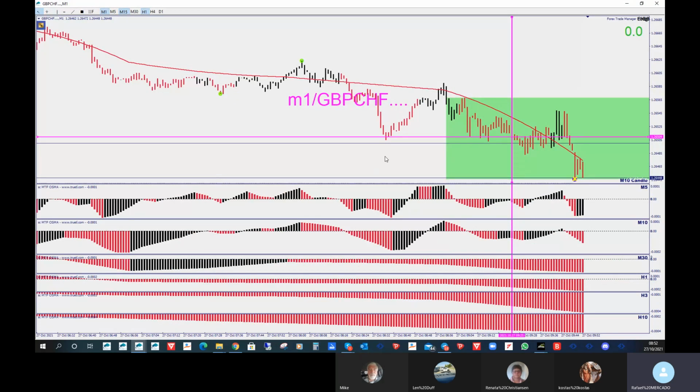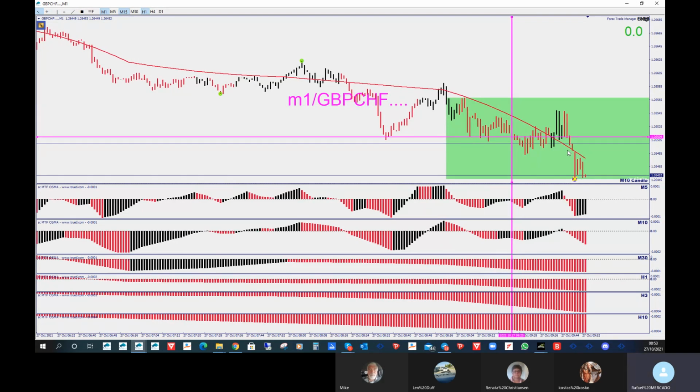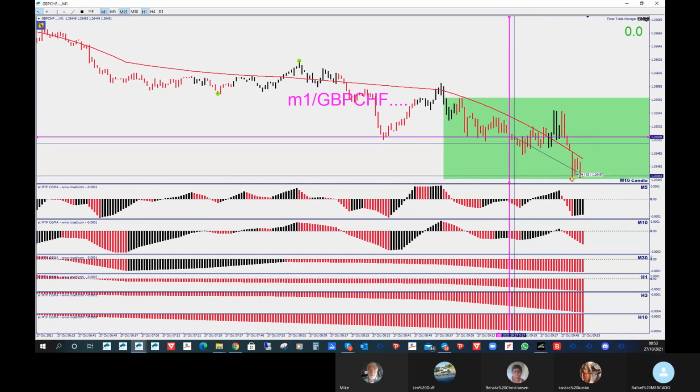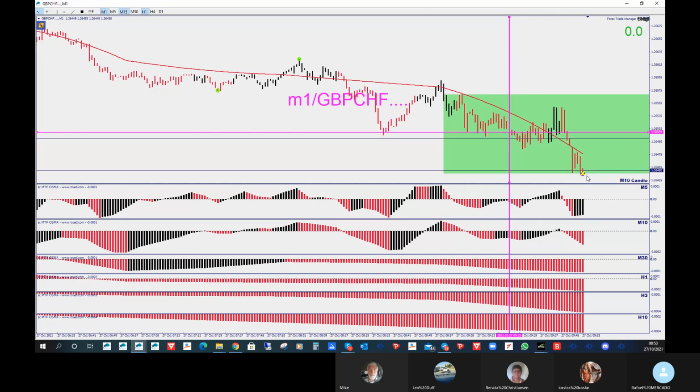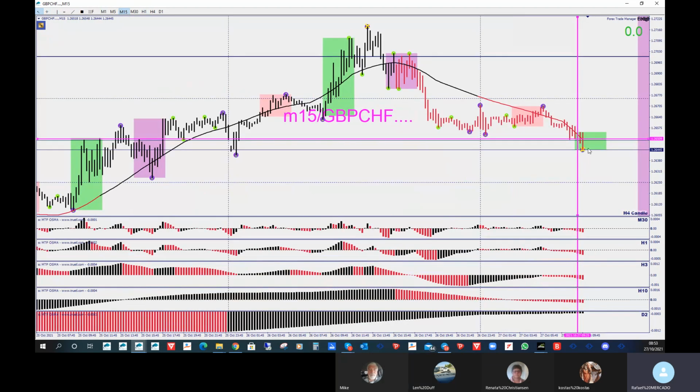Oh, everything is in sync in Pound Swiss. Yeah, Pound Swiss is a good one. The entry that I missed was here. Now we have it, my entry though. Yeah. My only concern is this 3 ball in the 15 minutes. For that reason I made this first entry here.